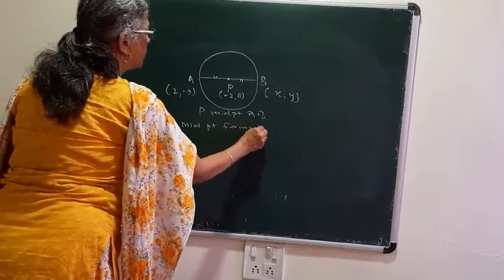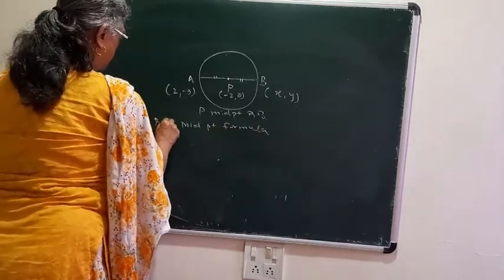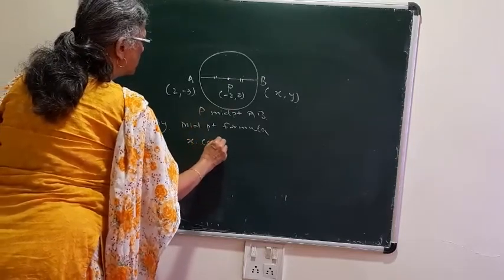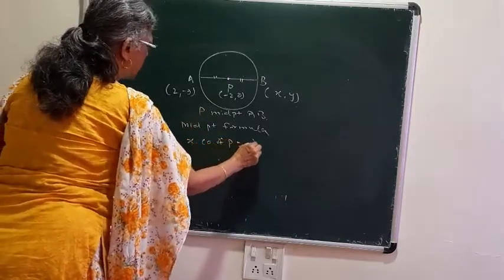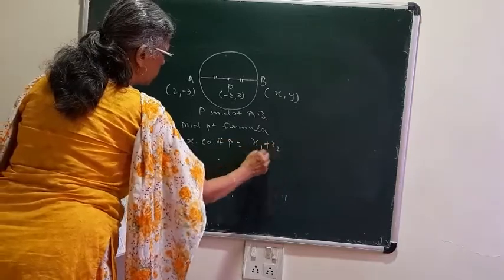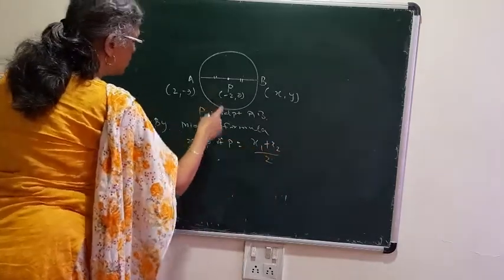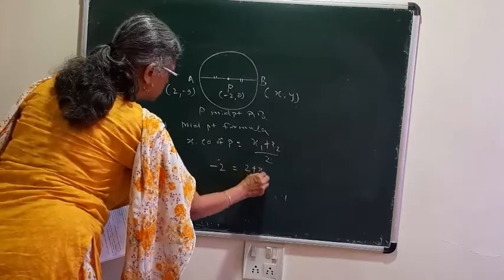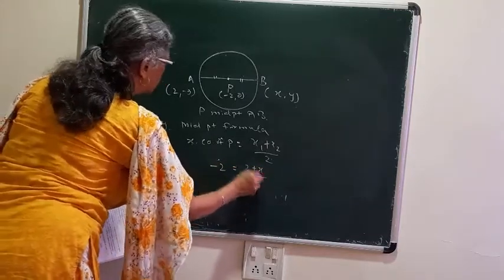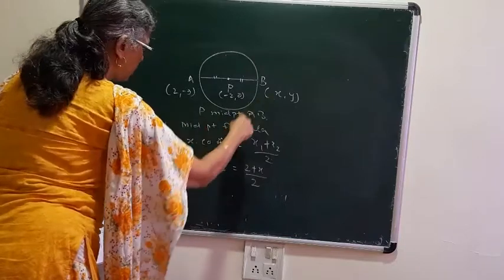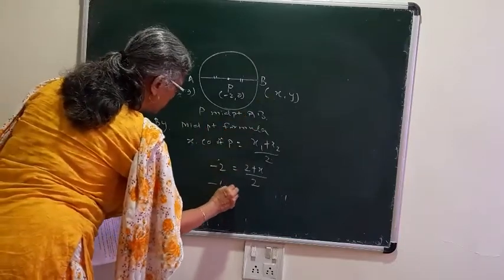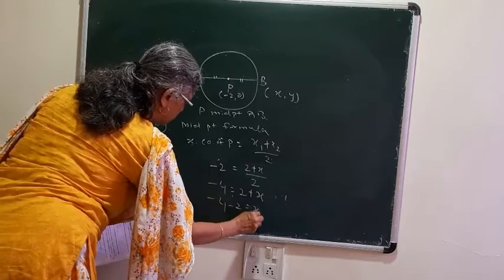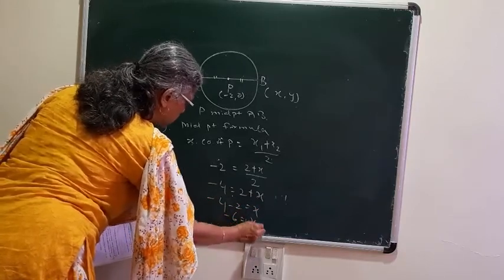By the midpoint formula, the x coordinate of P is equal to (x1 plus x2) by 2. So what is the x coordinate of P? Minus 2 is equal to (2 plus x) upon 2, that is (x1 plus x2) upon 2. So minus 4 equals 2 plus x. Minus 4 minus 2 equals x. So minus 6 is equal to x.